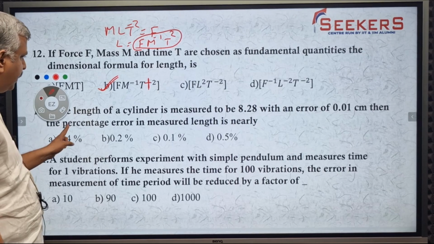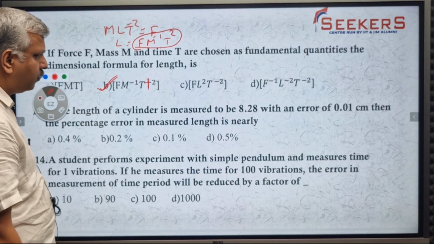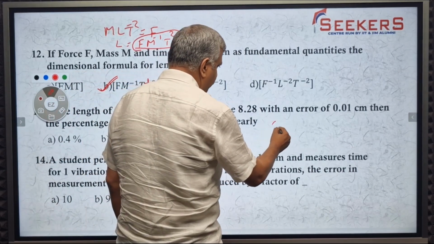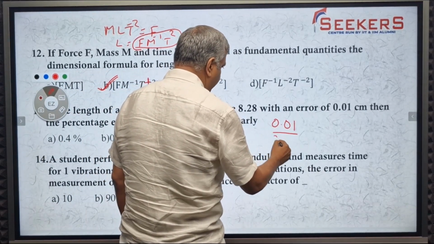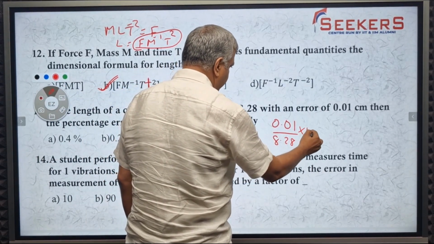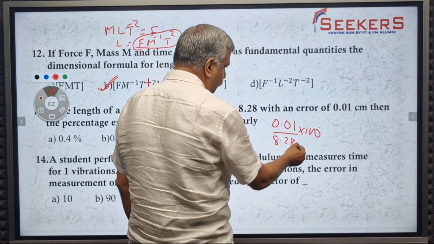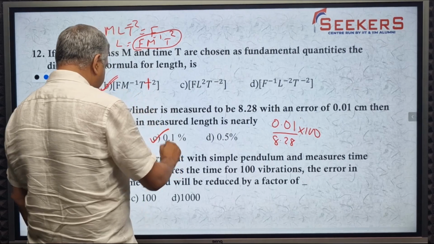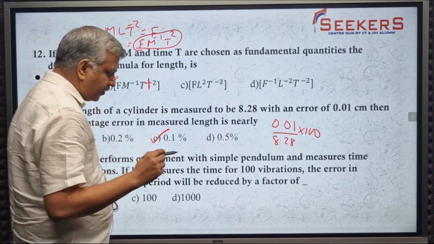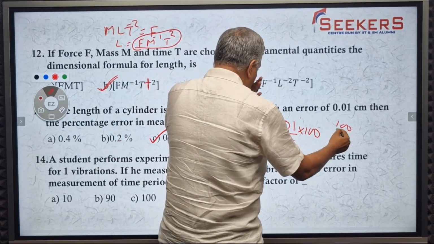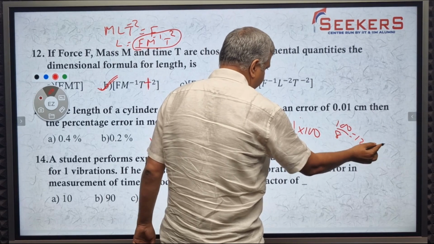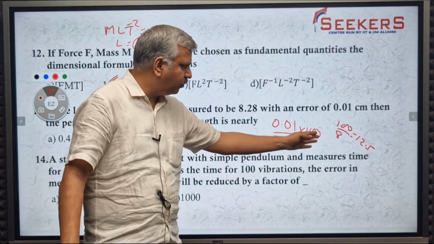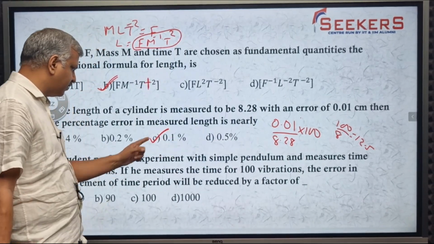The next one, the length of a cylinder is measured to be 8.28 cm with an error of 0.1 cm. The percentage error is the absolute error divided by the measurement into 100. So this will be close to 1 by 8.28, which will be 0.1%. Remember this, 100 by 8 is equal to 12.5. From here I am able to quickly say that 100 by 8.2 will be 1. So there is no other option. So this should be the option.